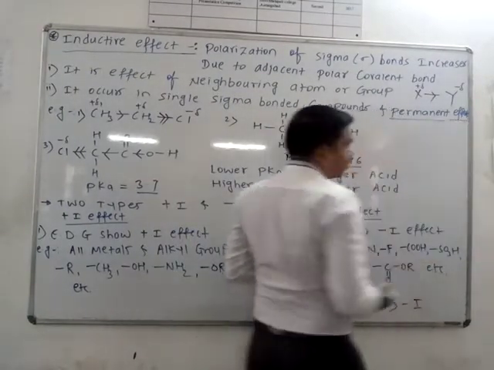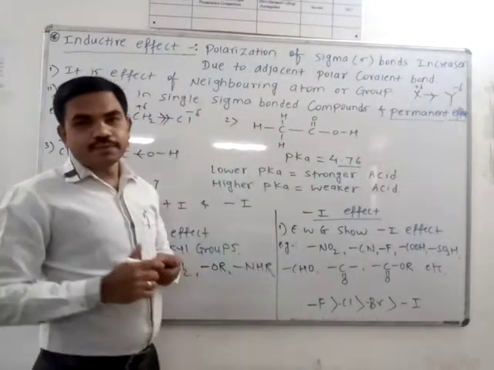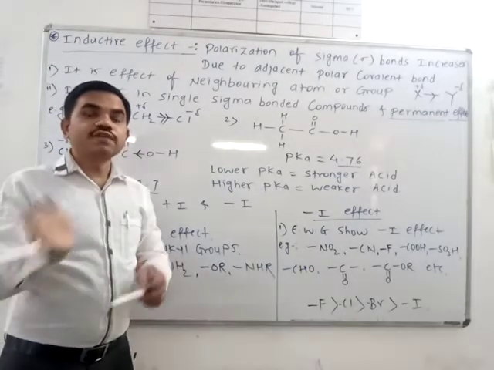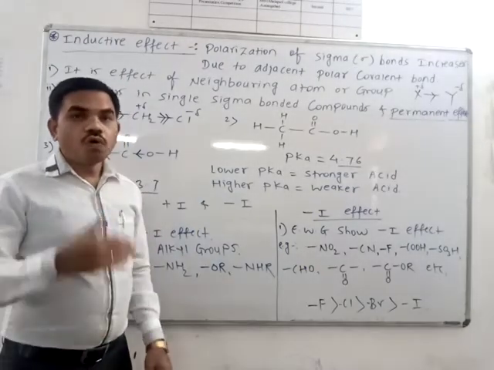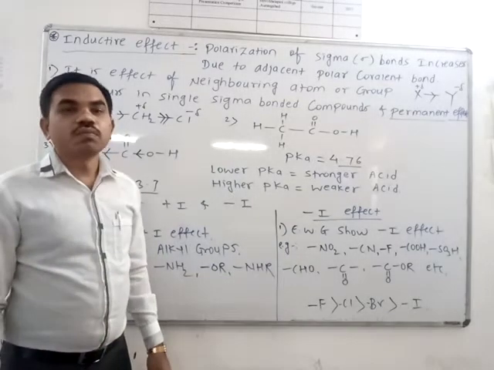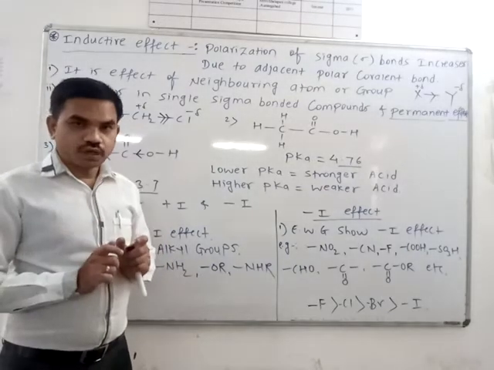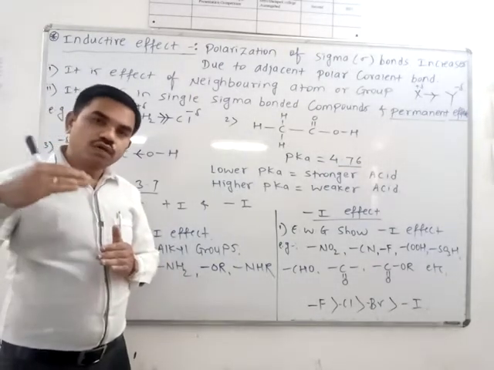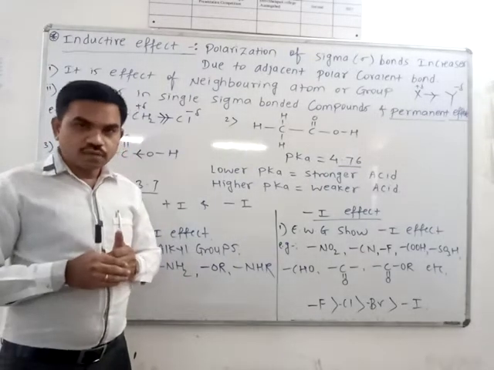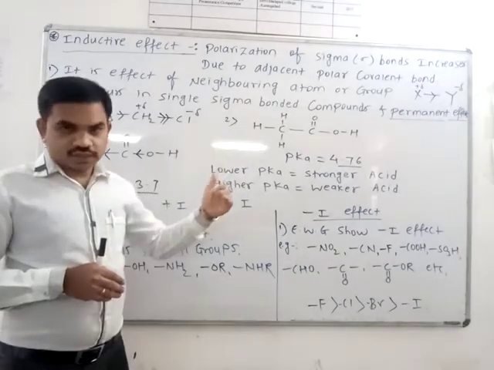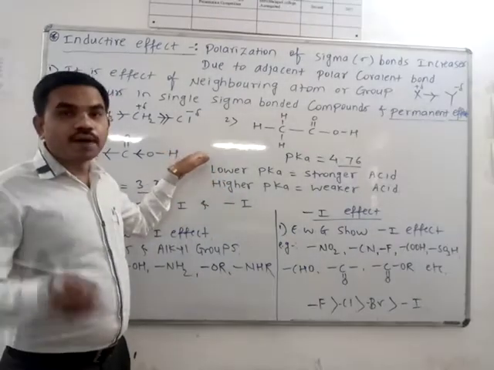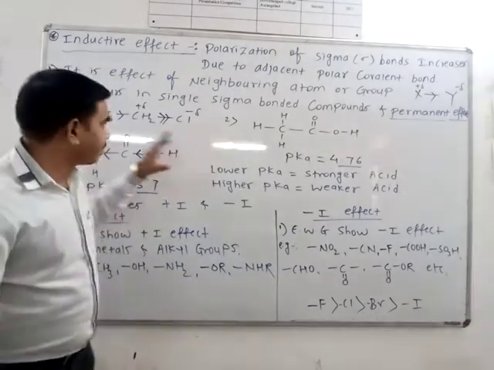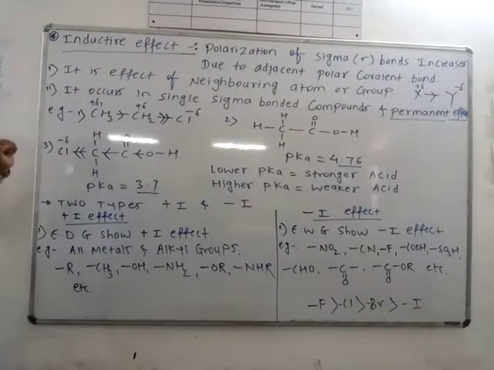Most important point. So electron density in a covalent bond, the sigma covalent bond, is just shifted towards the more electronegative atom or group. So it is not a field effect. Actually in both the effects polarization increases, but in the field effect it is through space, and in the inductive effect polarization increases through a bond. Okay. Now see here one example.